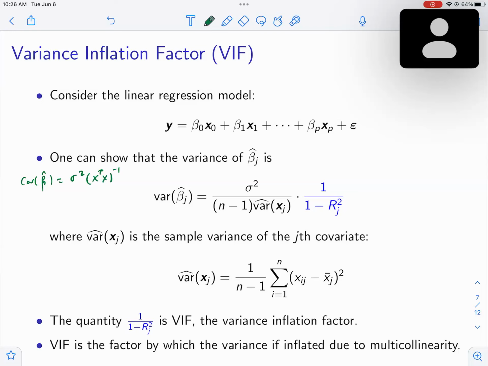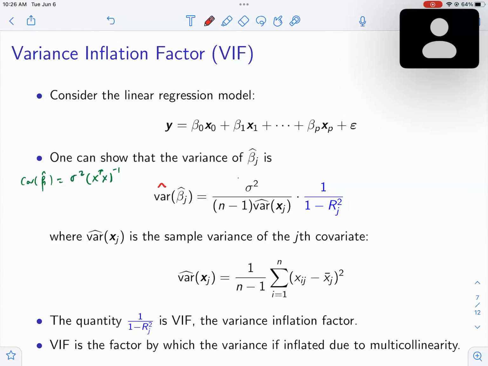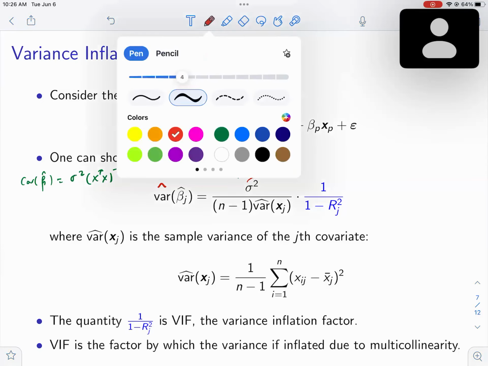Here I'm talking about the actual variance. If I talk about the estimated variance, the variance hat, I would put s squared instead of sigma squared, and the rest is the same. If you like, you can put a hat here and change this to s squared. Everything else would be the same.